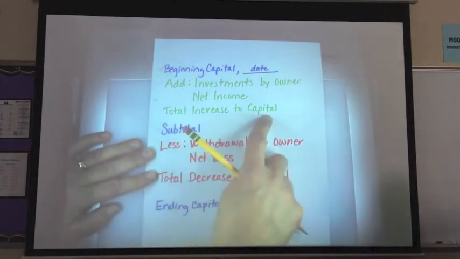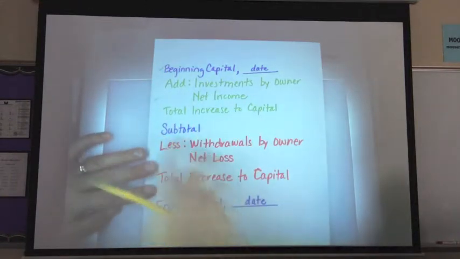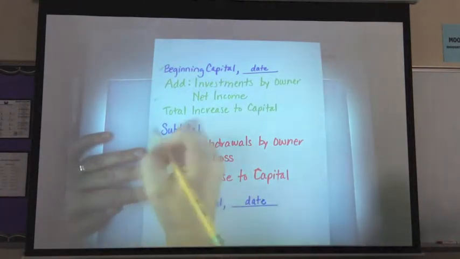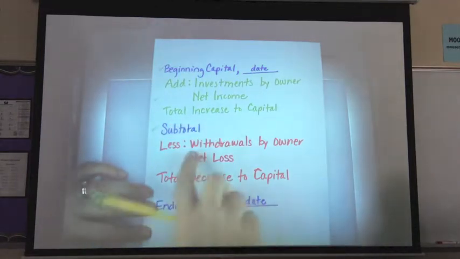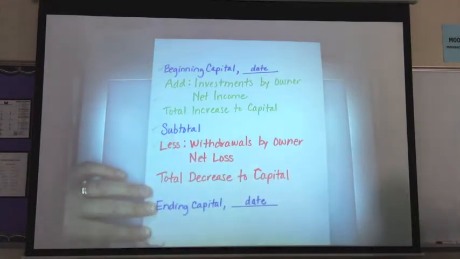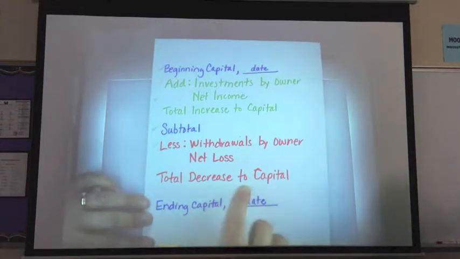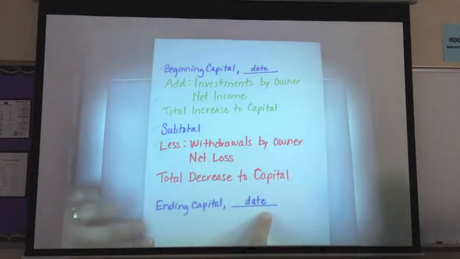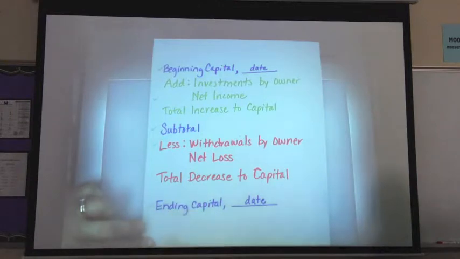Do I need total increase to capital? No, because there's only one. How about subtotal? Yes, we always use subtotal. How about less withdrawals by owner? Yes. How about net loss? Nope, we had a net income, so we don't have a net loss. If that's the case, do we need total decrease to capital? Nope. How about ending capital? Yep, we always do. So in this case, 1, 2, 3, 4, 5 again. That's all we needed.